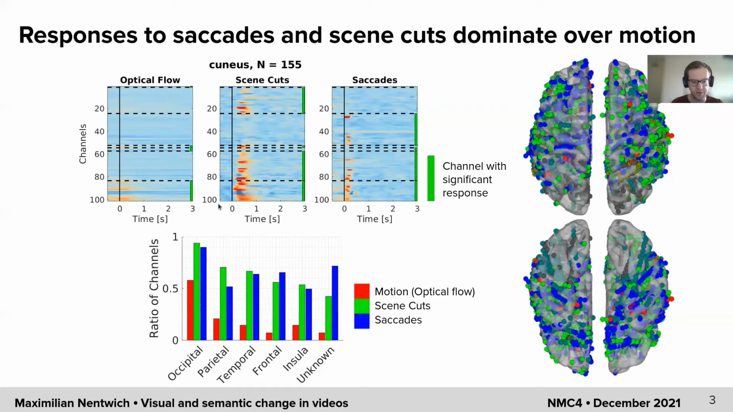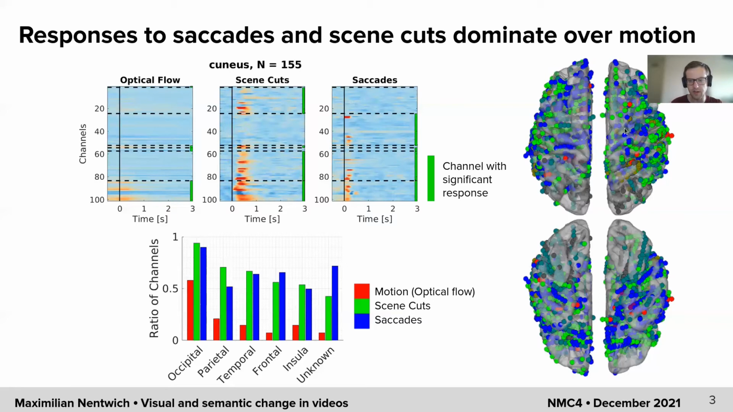Overall, the high-frequency gamma activity is increased after cuts, and some channels also decreased for up to 1 second. We have much shorter responses to saccades that are almost equally widespread, but very sparse responses to motion. Specifically in the occipital lobe, we have almost all channels responding to saccades and cuts, and even over half of the channels responding to motion.